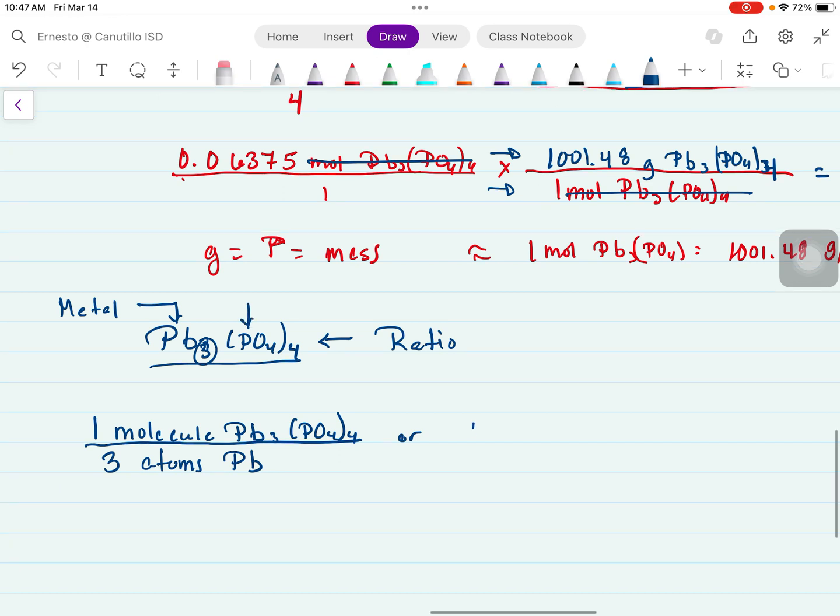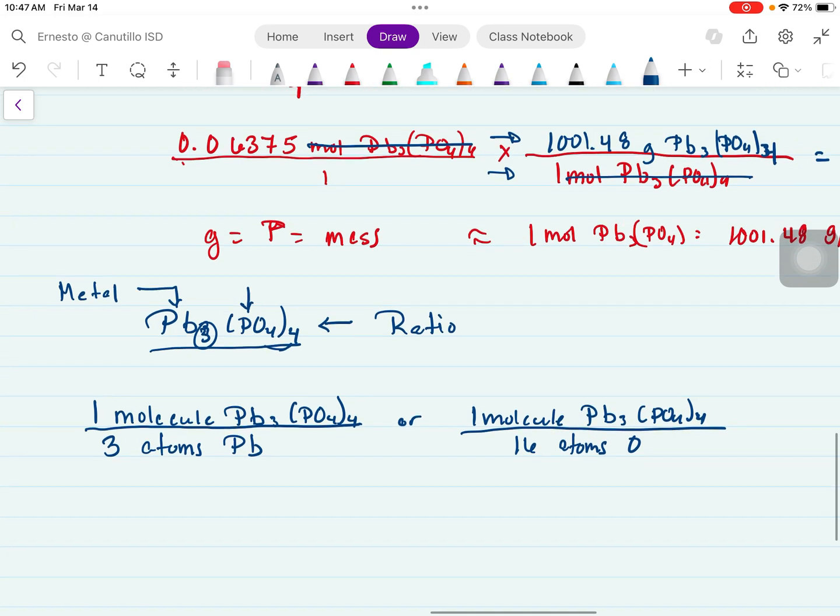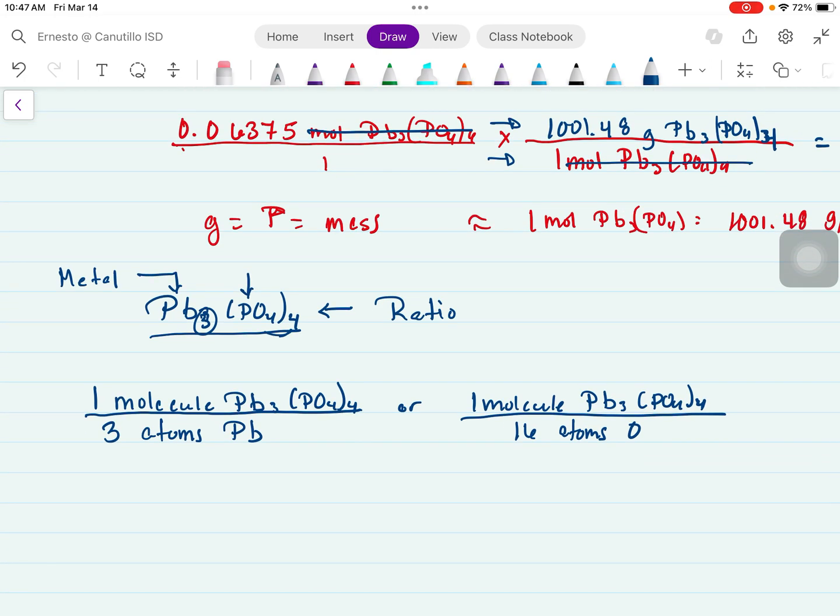Or oxygen. So in one molecule of lead 4-phosphate, I have, for example, 16 atoms of oxygen, because of these two subscripts. So you're still finding the mole ratio, except now you're finding the ratio within a single compound instead of a chemical equation. Now, how does that apply to this?